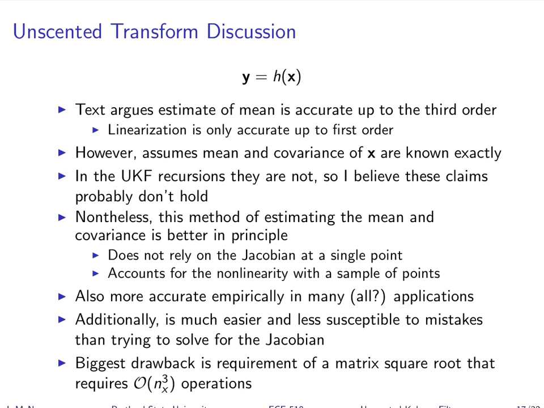But all of that math is based on the assumption that you know exactly what the mean and the covariance are of the state. And in general, when you're applying these recursions, you don't. You only ever have estimates of the mean and the covariance. So I think that claim doesn't really hold in our context when you're applying the Unscented Kalman filter. I think that's one point where the author was overstepping and claiming too much in terms of the accuracy of the Unscented Kalman filter. But nonetheless, I think this is better.